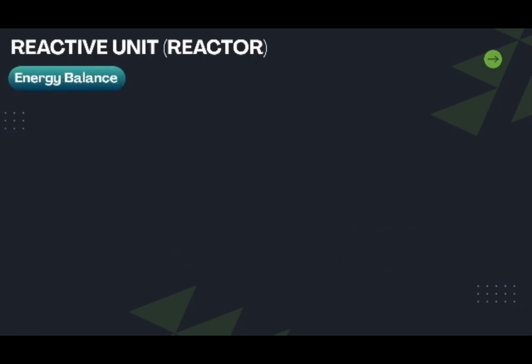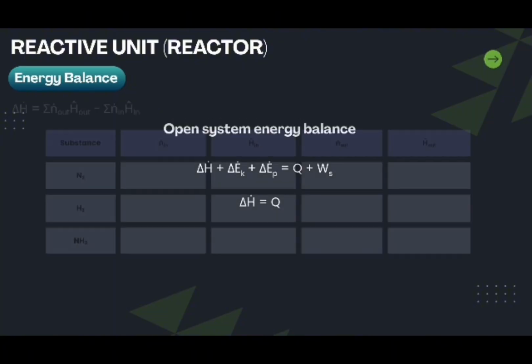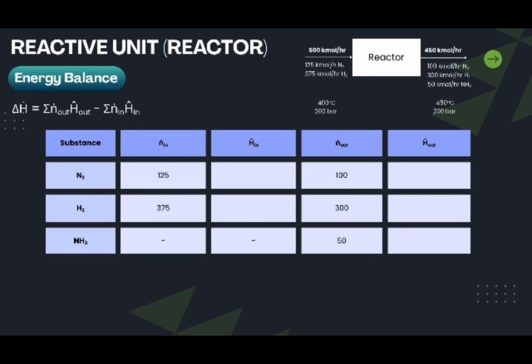For the energy balance, steady-state operation is assumed. Changes in kinetic and potential energy are neglected, and no shaft work is performed. Hence, the general open system energy balance simplifies to the enthalpy balance shown. We have obtained the molar flow rate for each component, so we need to find the specific enthalpies using a reference state of 25 degrees Celsius and 1 atm.